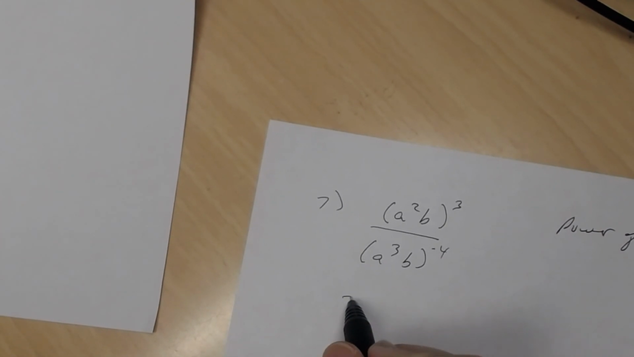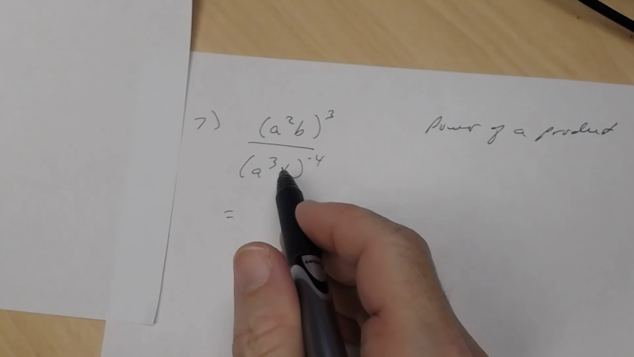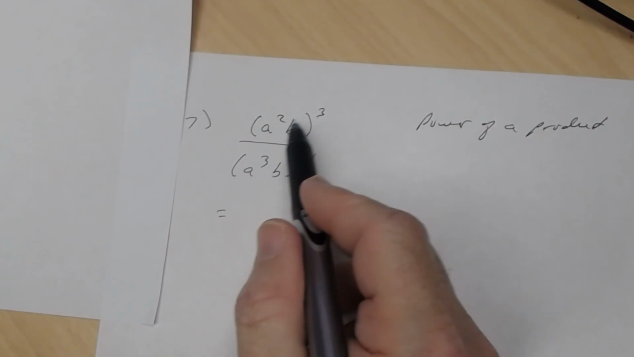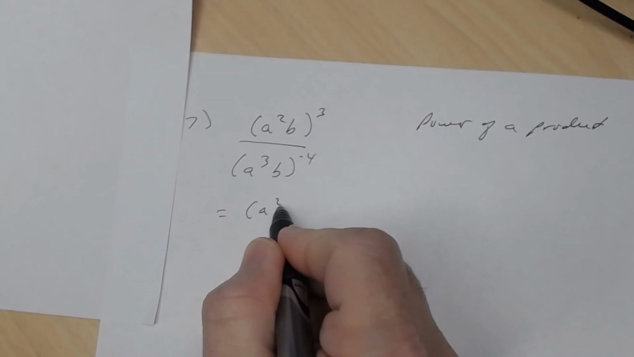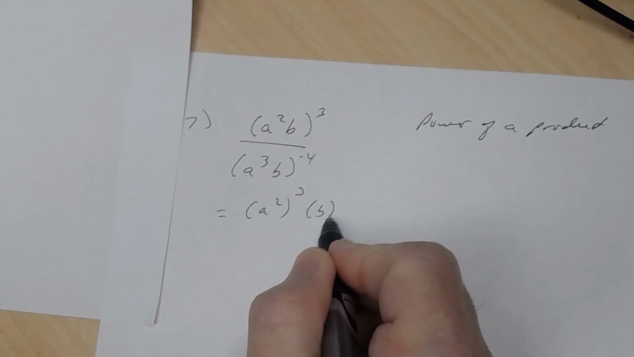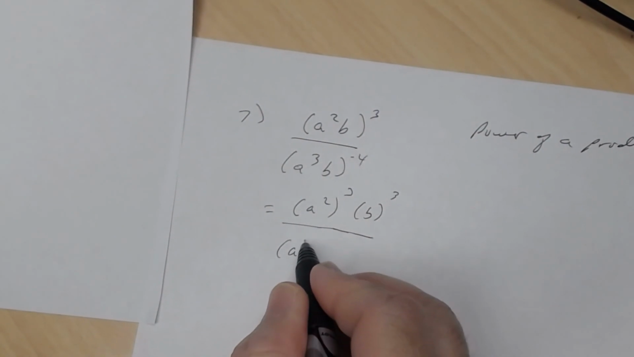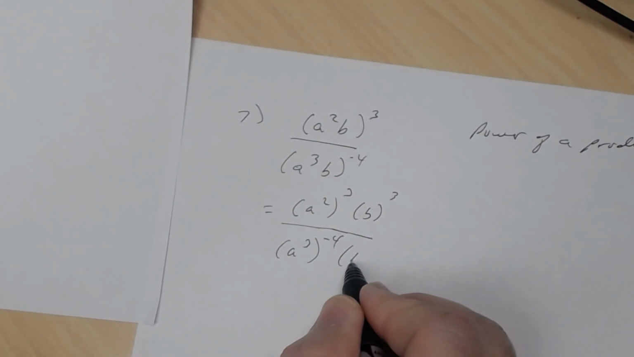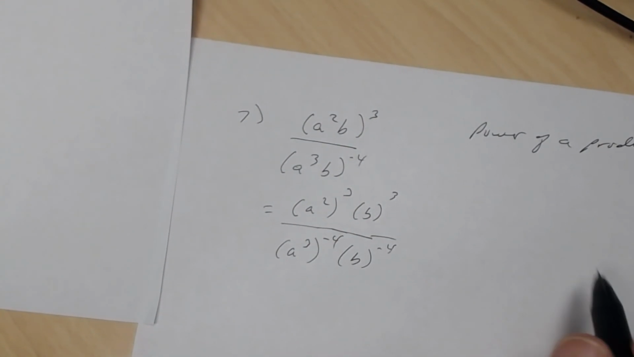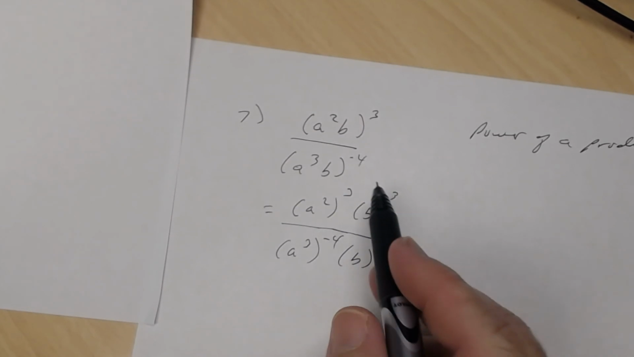And so in the numerator, using the power of a product rule, I'm going to take each of these factors and raise it to the third power. So a squared cubed, b cubed, divided by, same thing here, a cubed raised to negative 4, b raised to negative 4. And now I'm going to use the power rule.